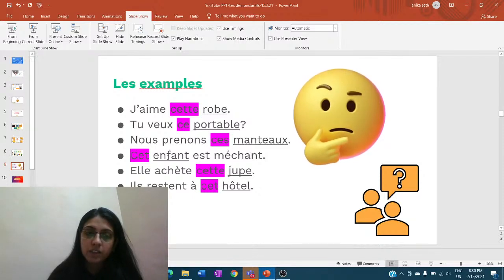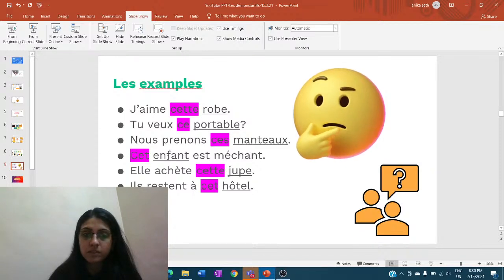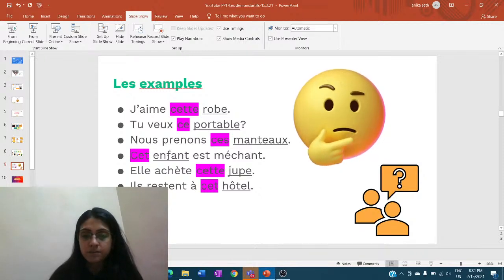Then, elle achète cette jupe. She buys this skirt or that skirt. And the meaning of the previous sentence: this child is naughty or that child is naughty. Now, elle achète cette jupe. She buys this skirt or that skirt. Jupe also being a feminine singular noun, we will use cette.